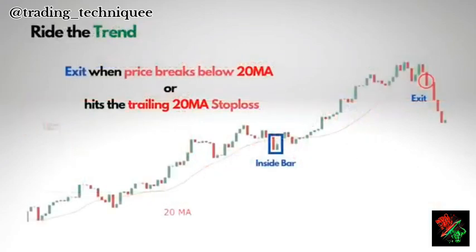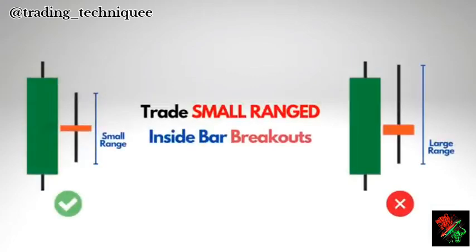Now if you want to ride the trend, then you can trail the stop loss as the market moves in your favor. For example, if you have taken the trend trading approach, you can trail your stop loss using the 20 moving average. And when the price breaks below the 20 moving average, that is when you should exit the market. Now when trading the inside bar pattern, by entering above or below the breakout of the pattern using any of these strategies, I would recommend you to go with the small ranged inside bar breakouts.